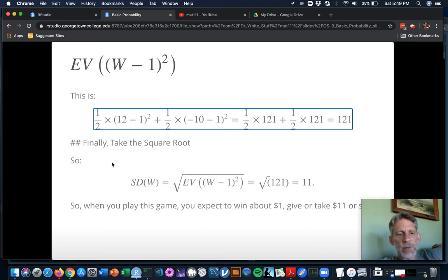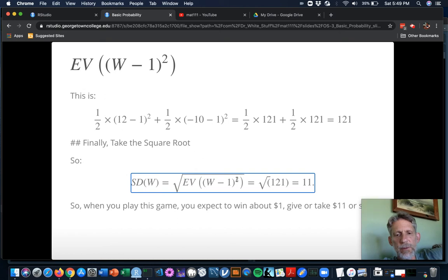And then you take the square root. So the standard deviation of W is the square root of all that stuff. It's the square root of 121. That's 11. So when you play this game, you expect to win about $1 on average each time, give or take $11 or so. That's a big spread because the 12 and the minus 10 are spread way apart from the 1 that you get on average.